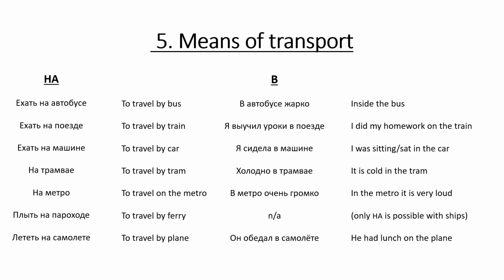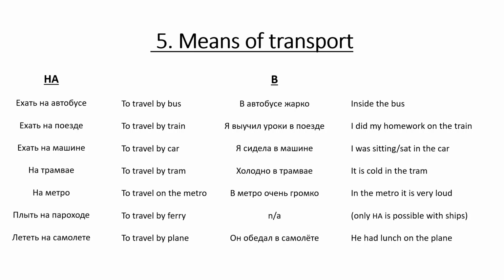When you use в with reference to a means of transport, you generally use it when you're talking about doing something inside of the vehicle. So for instance, в автобусе жарко. Inside the bus, it is hot. So в автобусе жарко, because it's inside specifically, it uses в.